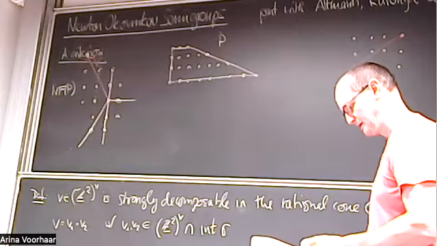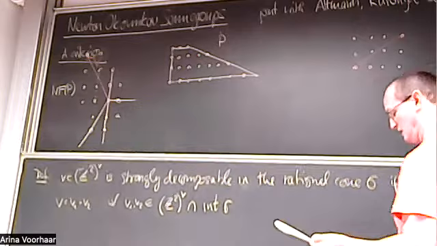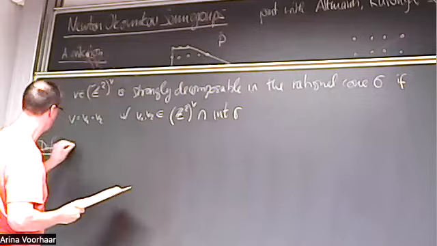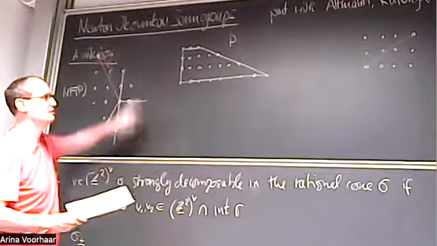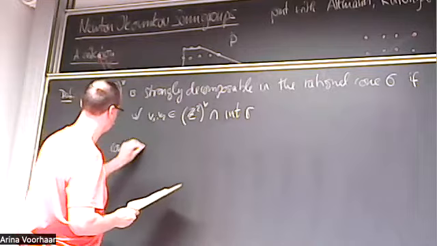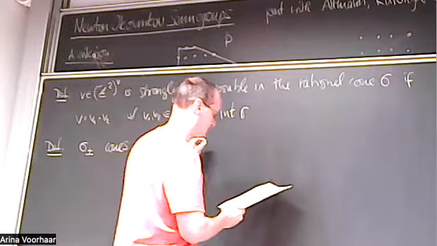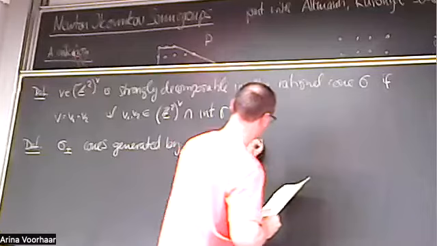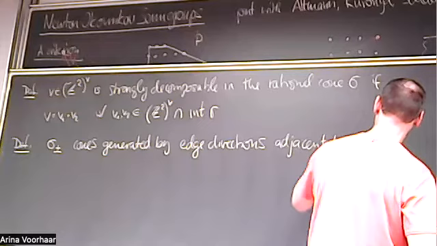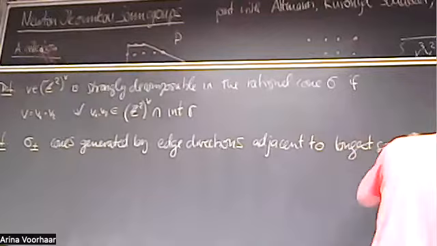All right. So that's our setup. I need one more definition. I will define, under this notation, cones sigma plus and minus as cones generated by edge directions, so the longest segment inside P.